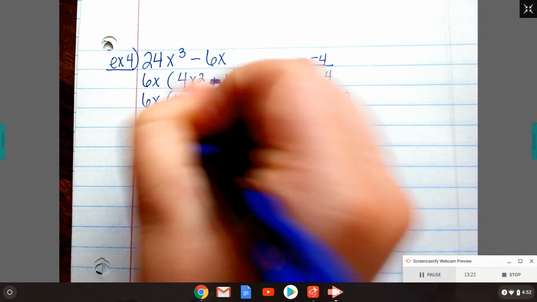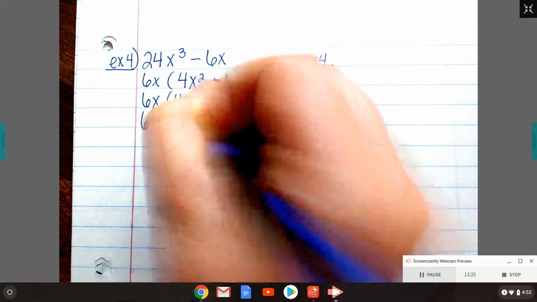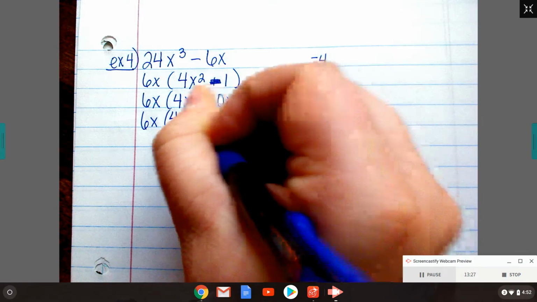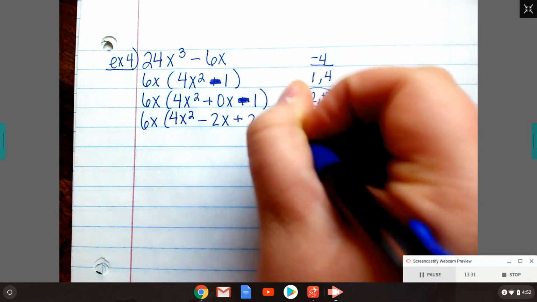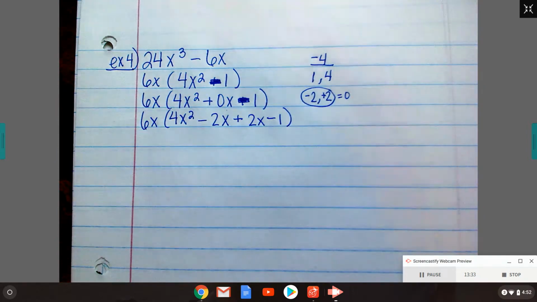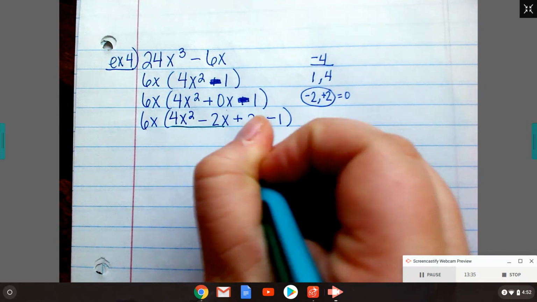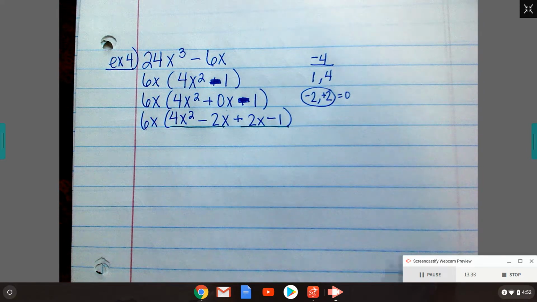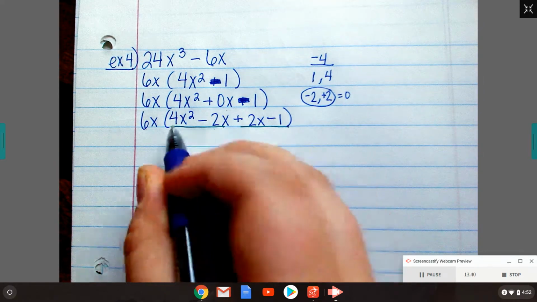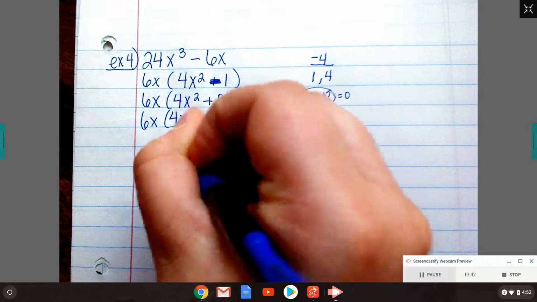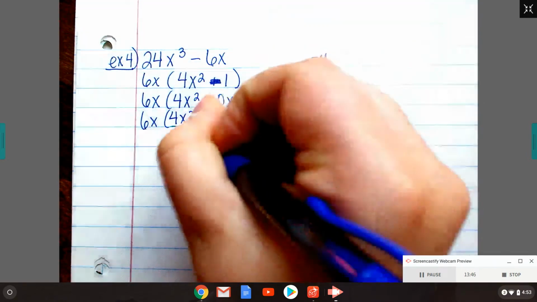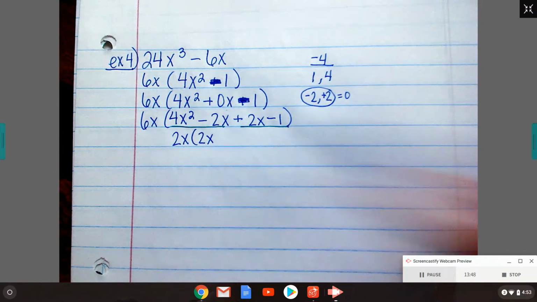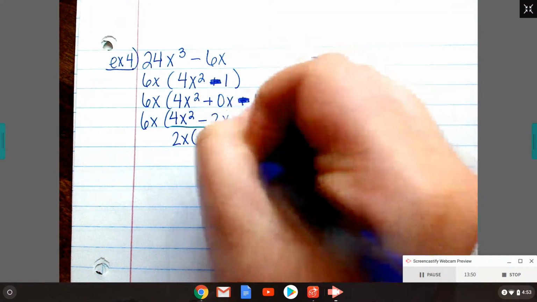So we've got 6x times the quantity 4x squared. And instead of 0x, I'll put minus 2x plus 2x. And then drop down the minus 1. Grouping the first 2 separate than the second 2. So for my first 2, I've got a 2 in common and an x in common. So I can pull out a 2x. 2x times what is 4x squared? I need another 2x. And 2x times what is negative 2x? I need a negative 1.